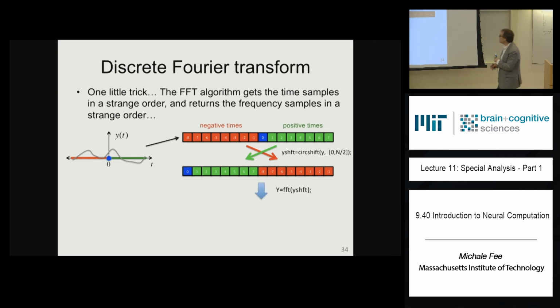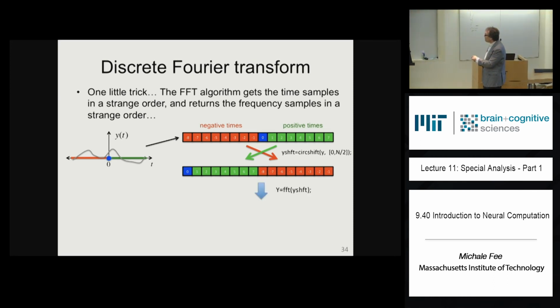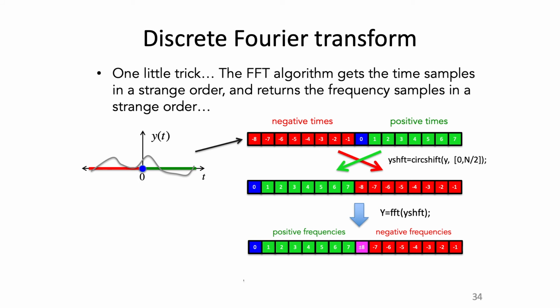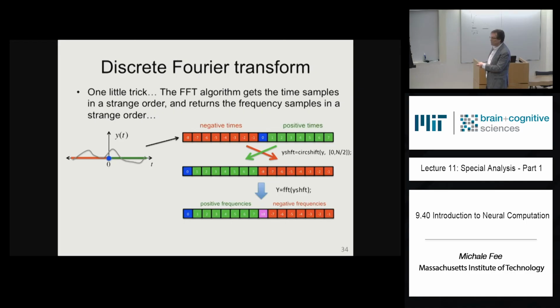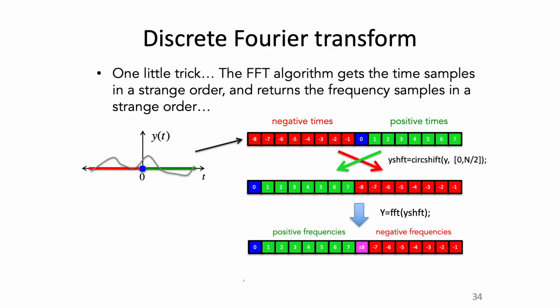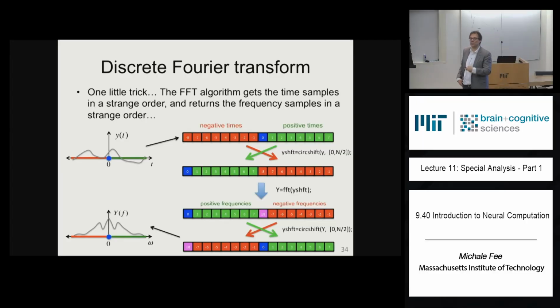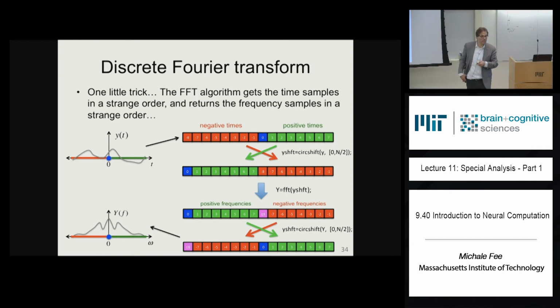All right? Then you run the FFT function on this time-shifted array. And what it spits back is an array with the positive frequencies in the first half and the negative frequencies in the second half. And you can just swap those back using the circ shift again. That is your spectrum, your spectral coefficients, your Fourier coefficients of this function. Okay? Just MATLAB guts. Don't worry about it. Okay?